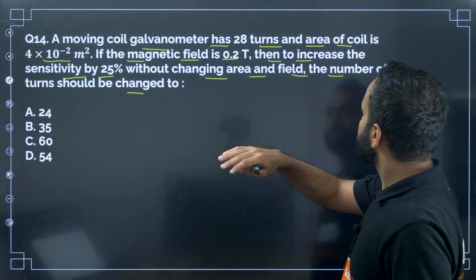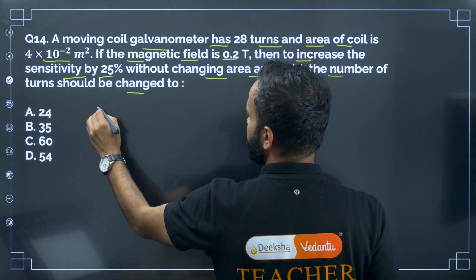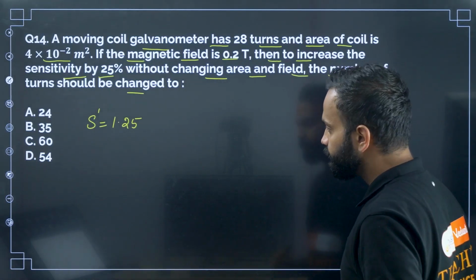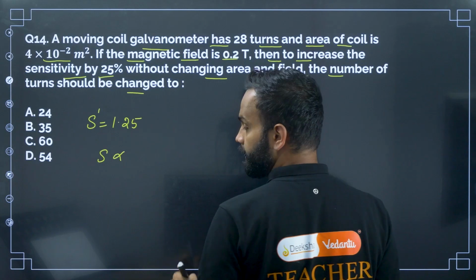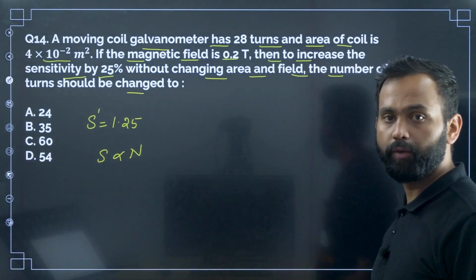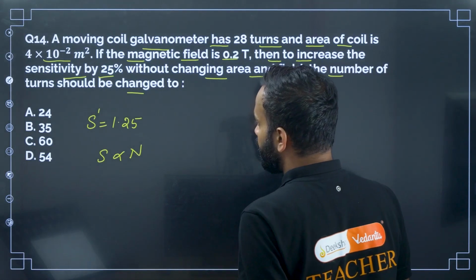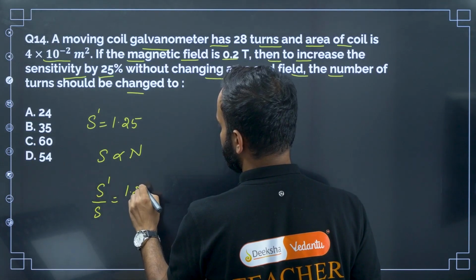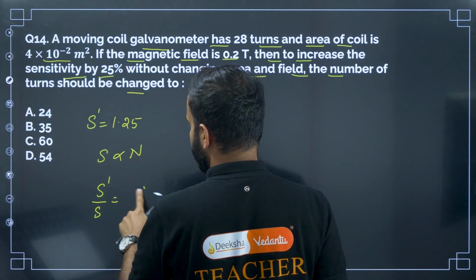Okay, sensitivity of the galvanometer is increased by 25%, right? So that is new sensitivity S dash is equal to 1.25 S, right? We know that sensitivity of the galvanometer is directly proportional to the number of turns. S equal to NAB by C, right? So S is directly proportional to N. So now S dash divided by S is equal to N dash divided by N, right?